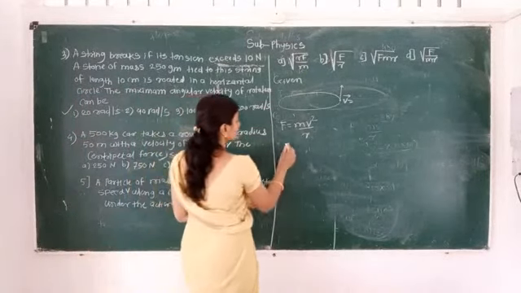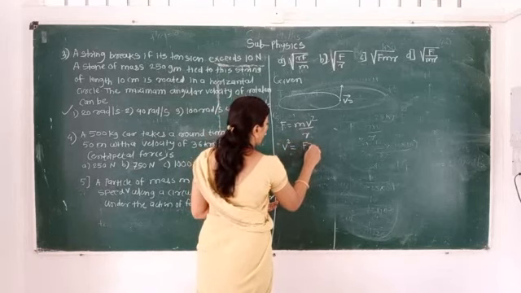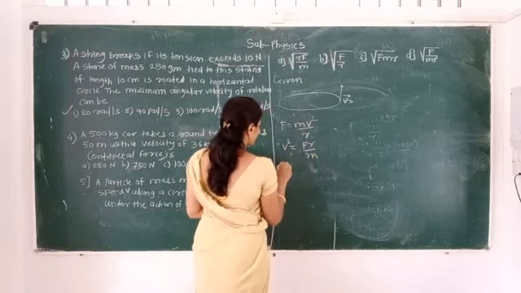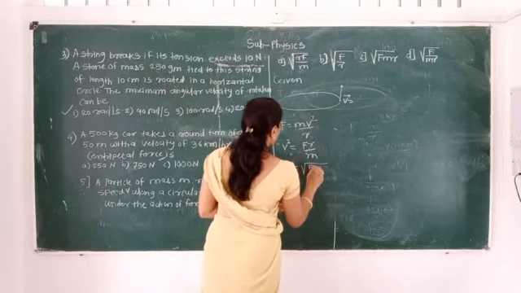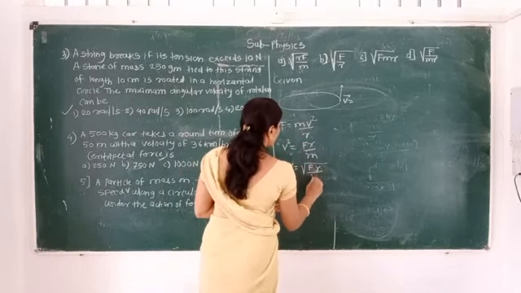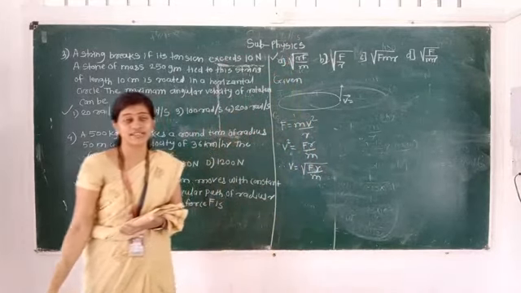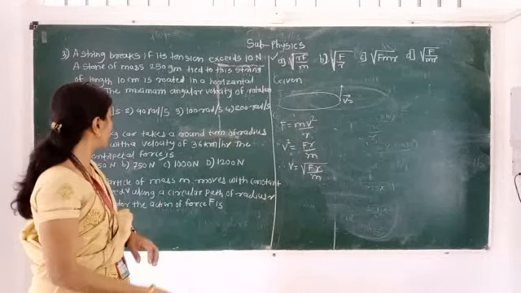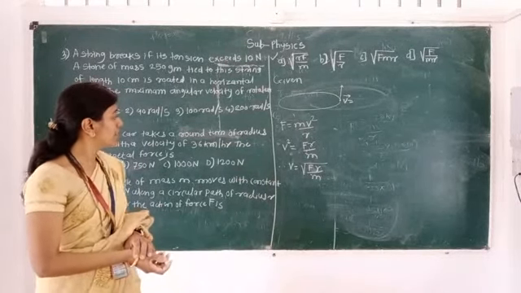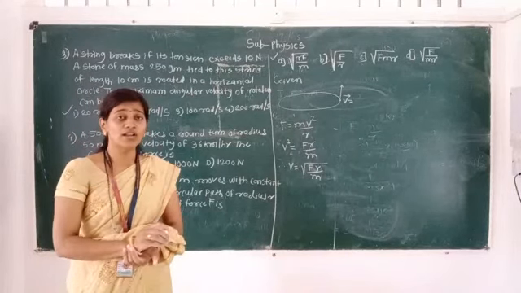Very simple, we have to find out the value of v. v square is equal to F into r. So that option is our first option. Such easy examples are there. In this lecture we completed that example. Okay. In the next lecture we are going to solve the next MCQ.